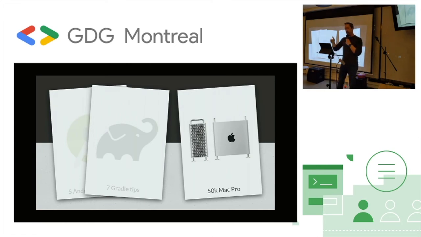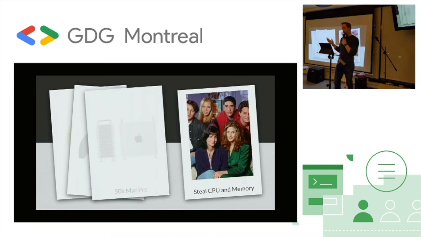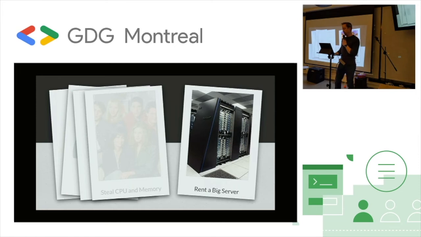Because as I showed before, if you can enable parallelism and put in more memory, it's going to make it faster. So if you buy a $50,000 computer, it's going to be super fast. But I don't have that kind of money. So you can try to steal CPUs and memory from your friends or colleagues. Usually that doesn't work really well. Or you can run a super big server.